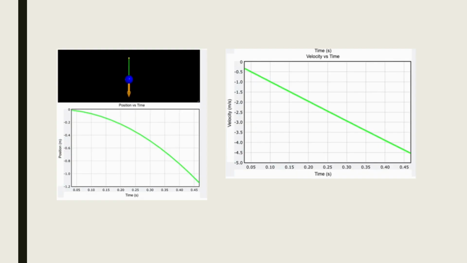Running the code on the previous page, it included the arrows representing the drag. The position versus time graph looks similar, and the velocity graph still exhibits a negative slope but is slightly more curved as it is trying to level out.